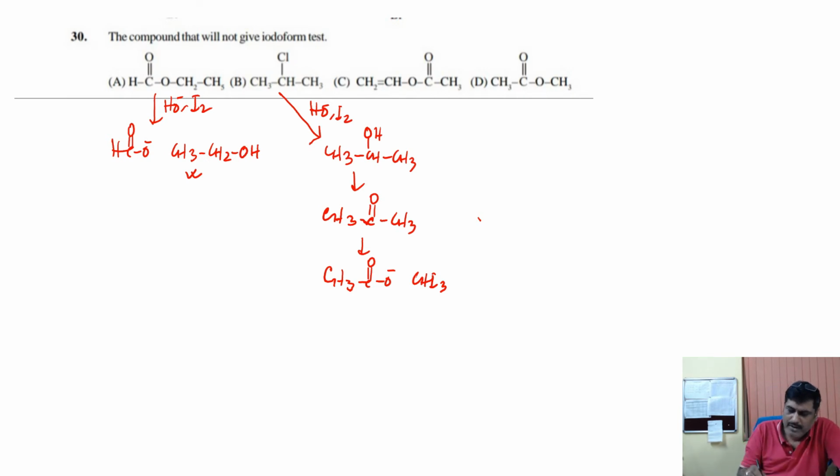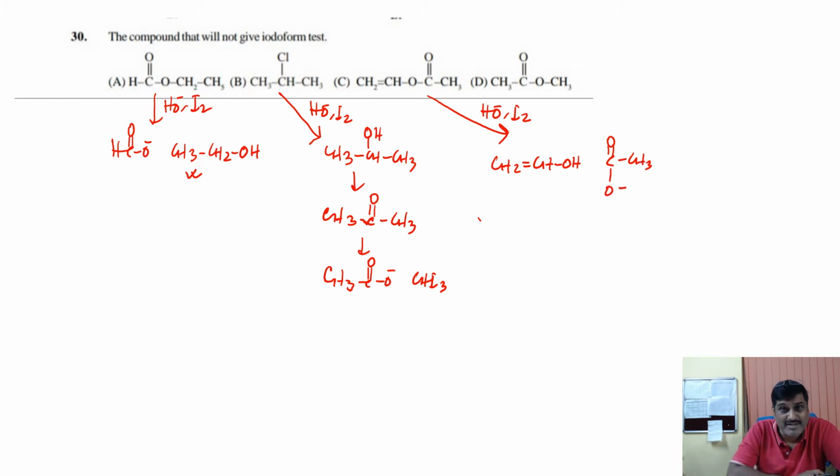Okay, now it's clear that B gives the iodoform test. Now you take here the C option. CH2=CH-O-C(=O)CH3. This is also the ester, and so on treatment with HO minus and I2, first hydrolysis takes place. You are getting CH2=CHOH and CH3COO minus. Is it correct or not? Yes. Now CH3COO minus, no hope, but CH2=CHOH is basically CH3CH=O, which gives iodoform test in the same condition. So I can say the C gives iodoform test, right?